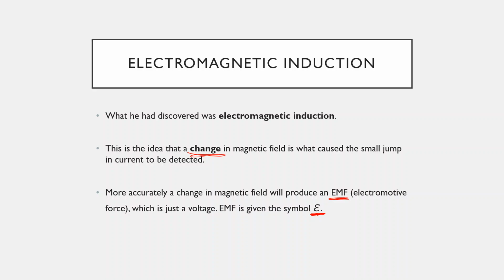We're going to be looking at how we can cause a current to be induced, or rather an EMF to be induced, by somehow changing the magnetic field around a conductor of some kind. That's the principle that we'll be looking at through this entire section.